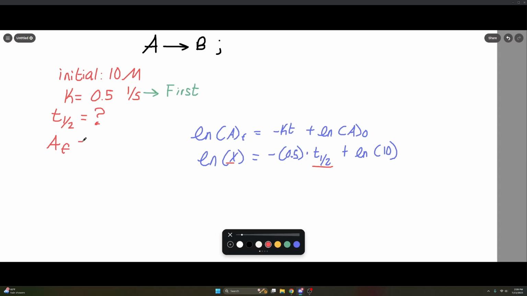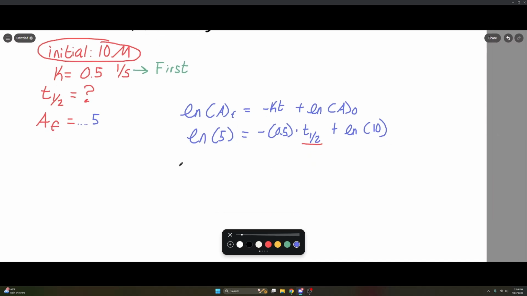my final concentration? Well, it's a half-life. If my initial was 10, my final must be 5. So this actually is not an unknown. This is a fully known number. This is the ln of 5. And now it's just a one variable equation. Plug and chug, it's no different.